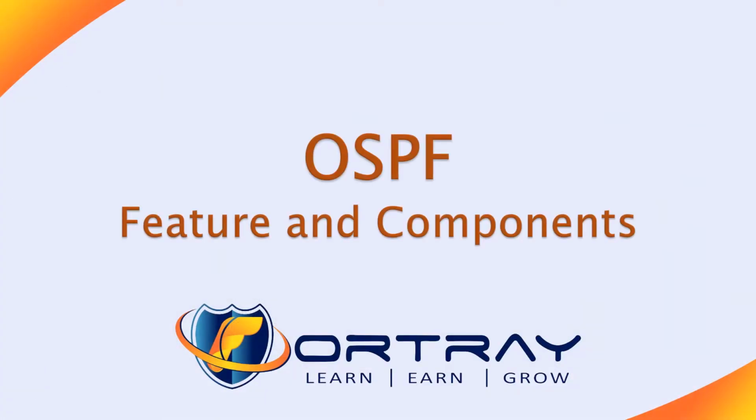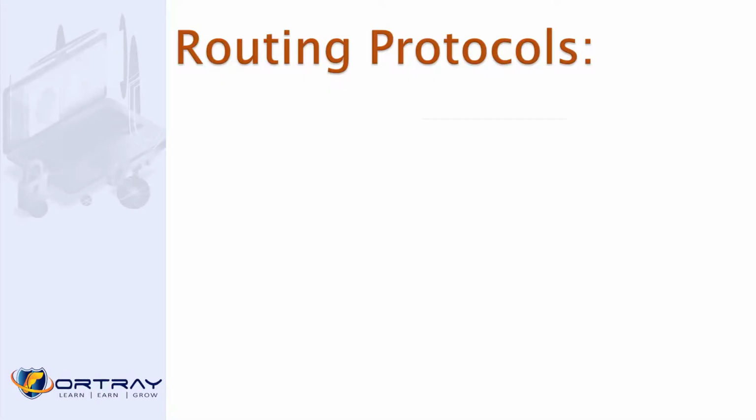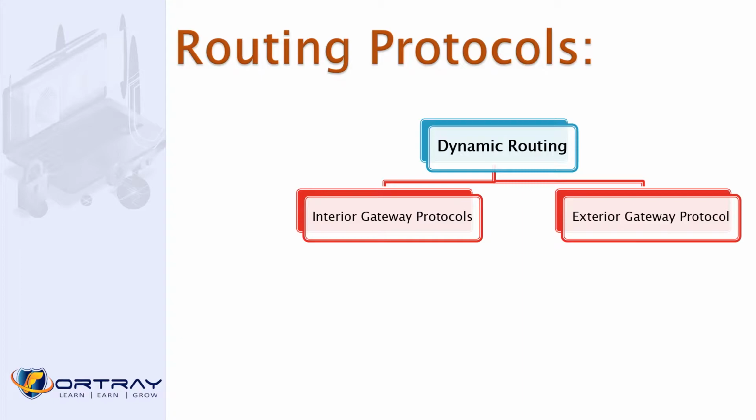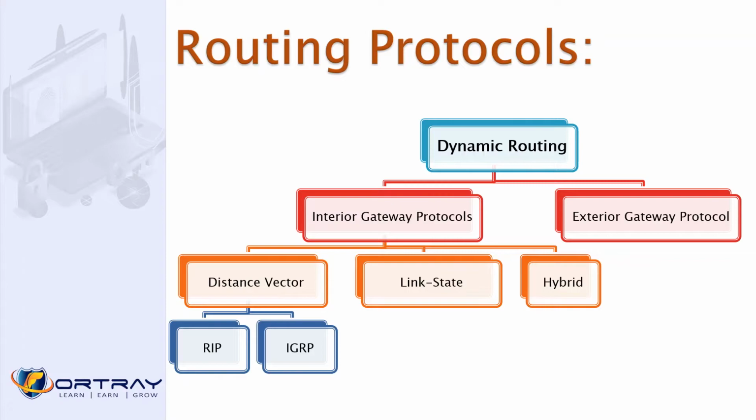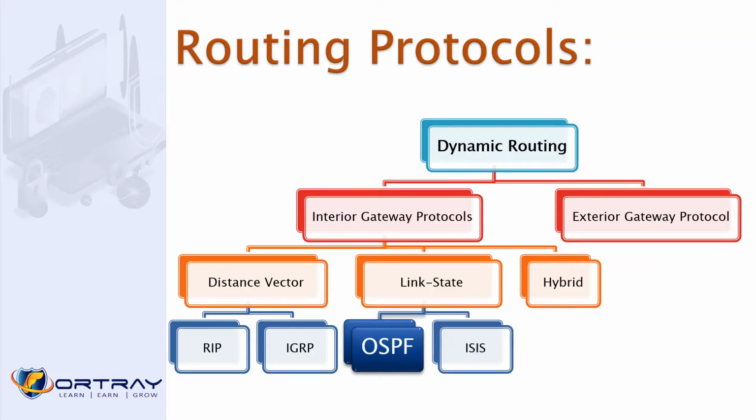So what are the features? OSPF features and components: it's a dynamic routing protocol and an IGP. As you know, in routing protocols these are the two terms we know: IGP and EGP, and distance vector, link state and hybrid routing protocols. The distance vector protocols are RIP and EIGRP. Link state are OSPF, which is what we are talking about, and IS-IS.